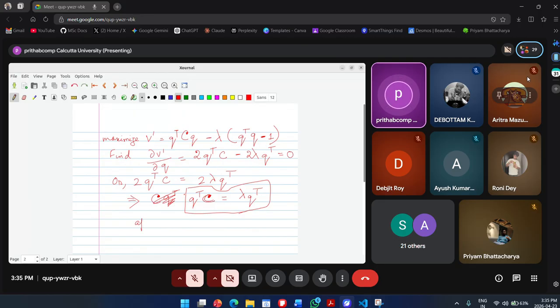Okay, let's apply a transpose to it. Apply transpose on both sides. So what do you get? C times Q equals lambda times Q. Do you see anything now? Yes, it's the expression for eigenvalues and eigenvectors, right?